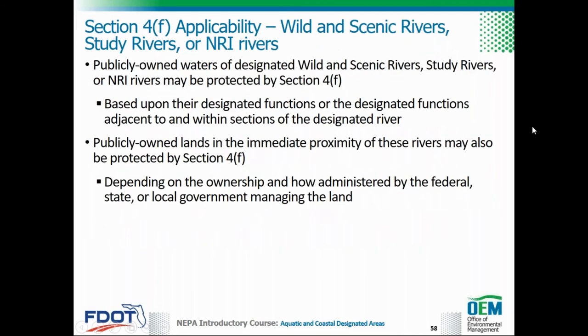Publicly owned waters of designated wild and scenic rivers, study rivers, or NRI rivers may be protected by Section 4F based upon their designated functions or the designated functions adjacent to and within sections of the designated river. Publicly owned lands in the immediate proximity of these rivers may also be protected by 4F, depending on the ownership and, when publicly owned, the manner in which they are administered by the federal, state, or local government managing the land.